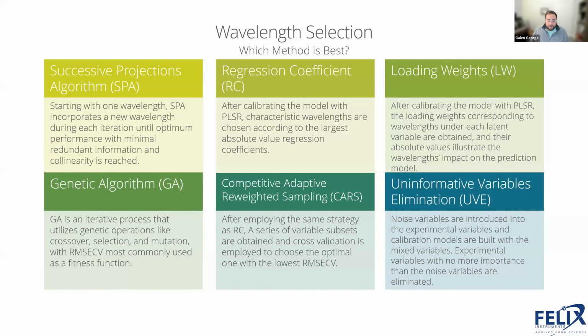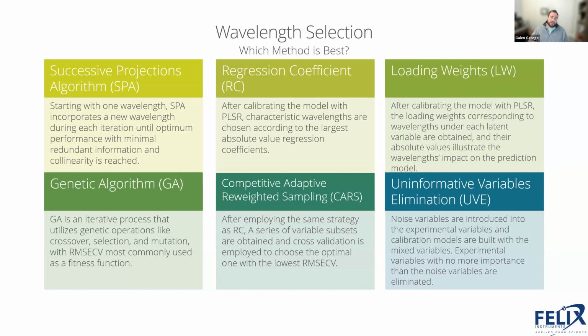SPA, successive projections algorithm, is a pretty commonly used algorithm that you'll see in a lot of literature. That one, as well as regression coefficient, which is just the most basic way of determining your wavelength importance, by looking at, according to the PLSR model that I just built, which wavelengths are given the highest absolute values in their coefficients. That's a very basic way of doing it. Loading weights is very similar to regression coefficient. You're just using the loading weight instead of the absolute value of the coefficient.